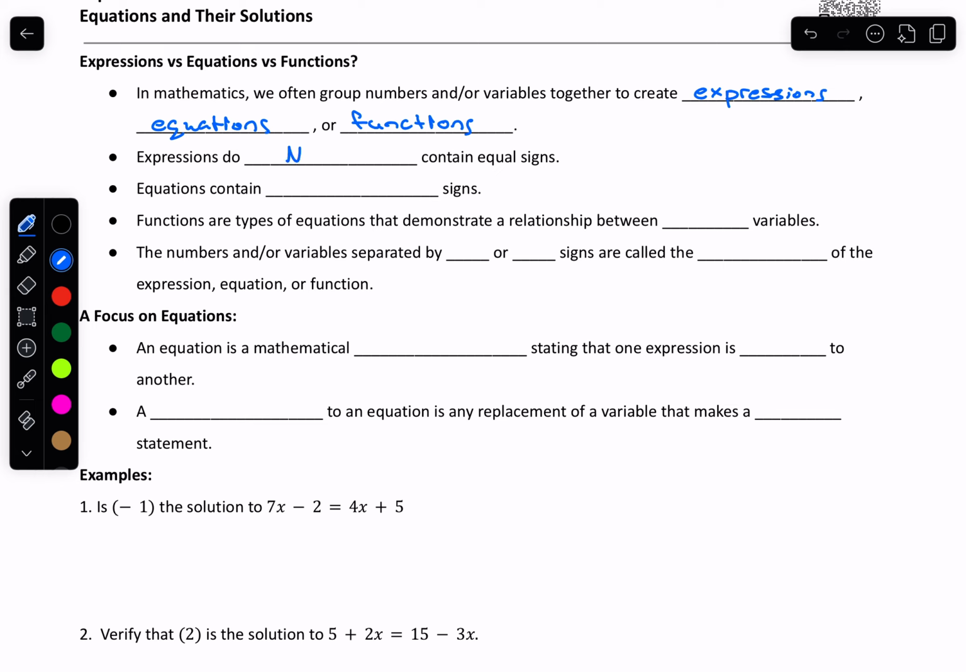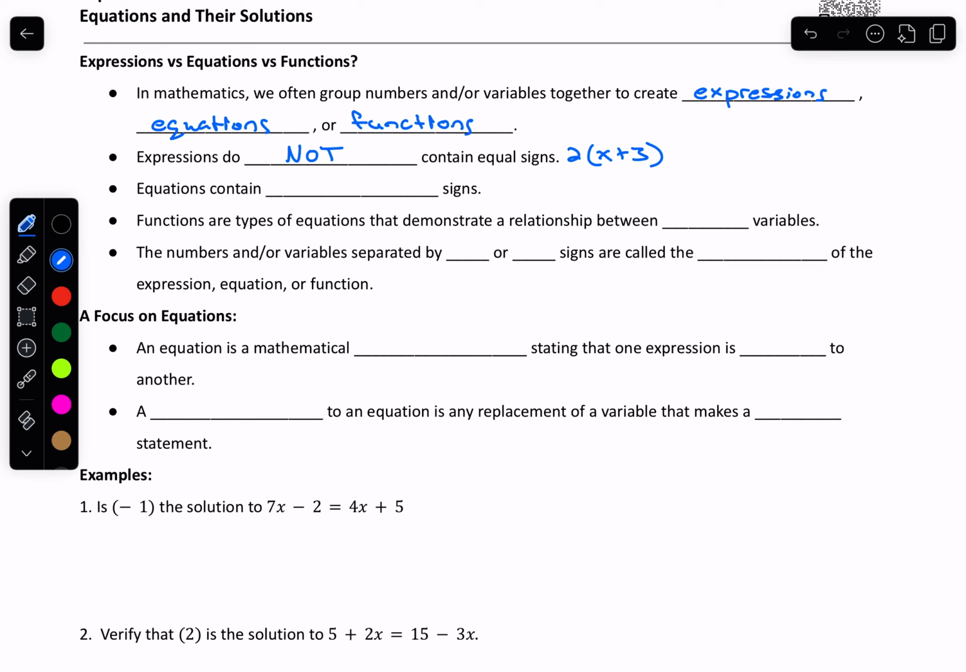Expressions do not contain any equal signs. So an expression could be any combination of variables and numbers. So it might be something like 2 times x plus 3, but notice that there's no equal sign there. An expression is just one side of what we would normally do for an equation. So for an equation, we will include an equal sign, but for an expression, we just have a combination of numbers and variables, no equal sign.